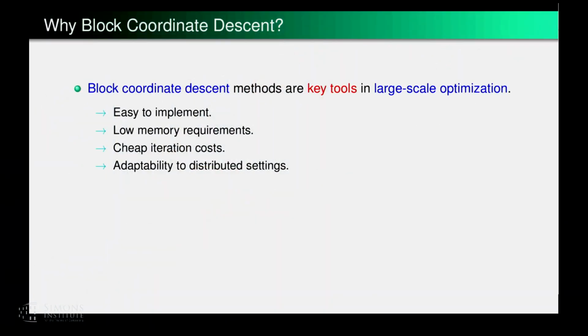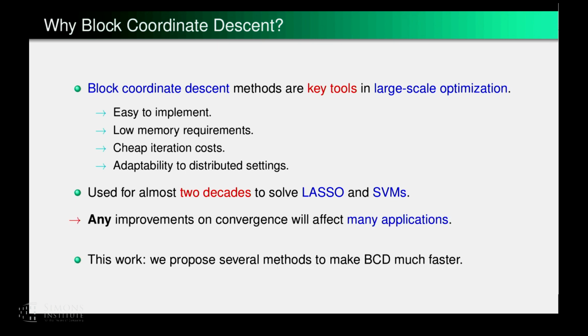So block coordinate descent is pretty widely used for large-scale optimization. Really easy to implement. Not big memory requirements. You don't need infinite RAM. There's cheap iteration costs, and it can be used in distributed settings. It's been used for almost 2 decades for lasso and SVM problems, which are kind of two of the canonical optimization problems in machine learning. And so if we can improve on this method, we could probably affect a lot of applications.